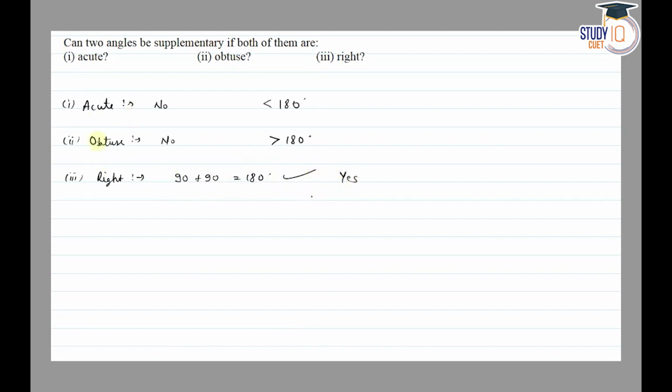So for acute and obtuse angles, they will not be supplementary angles, no, and for right angles, the sum of two right angles is a pair of supplementary angle.